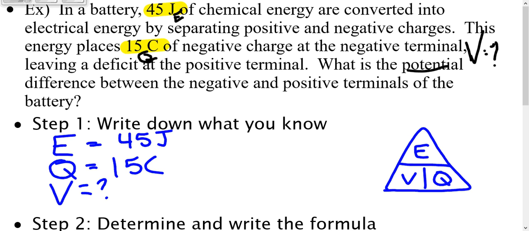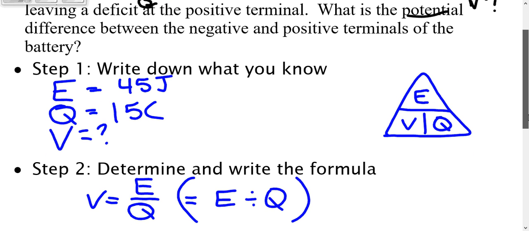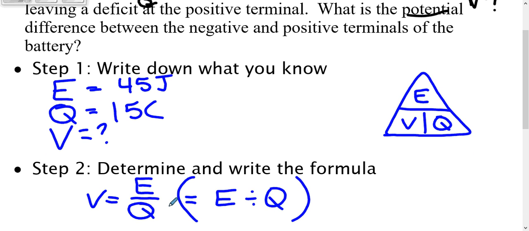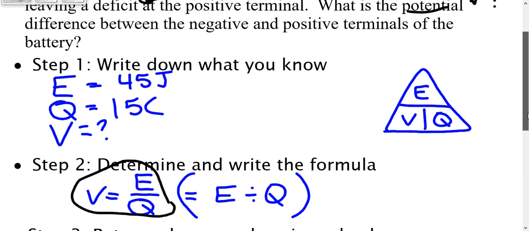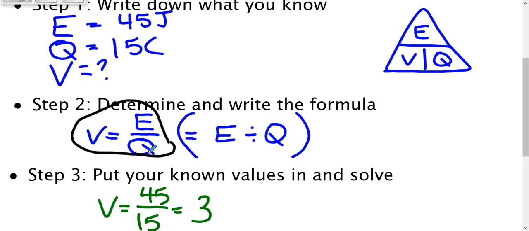So step one, write down what we know. Well, we know that E is 45 joules. We know that Q is 15 coulombs. And we know we're trying to solve for V. So again, covering up V, E divided by Q. So V is going to equal E over Q. And this is my preference for how you write it. I know some of you are going to want to write it this way, and that's okay. But I will never write it that way, so you should probably get used to writing it in that circle.